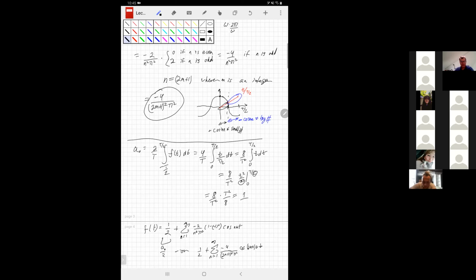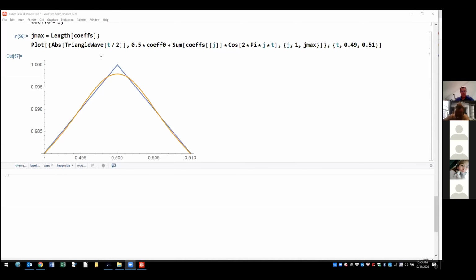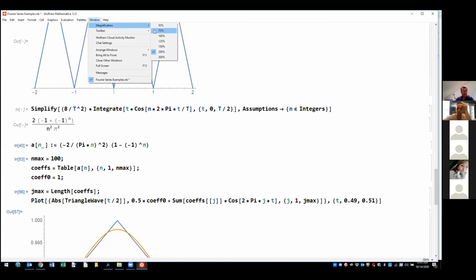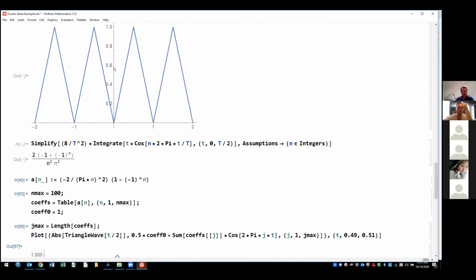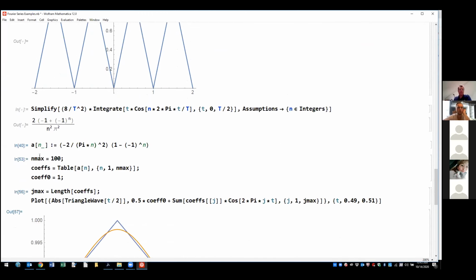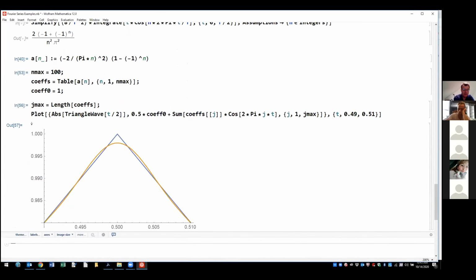Okay, let's check that. So let's go and see what we got. Let me increase the magnification. Oh yeah, it's already at 200%. All right, so we had our triangle wave. Then we did 8 over T squared times that integral. And indeed, Mathematica gave just what I said, just what we got when we did this by hand.